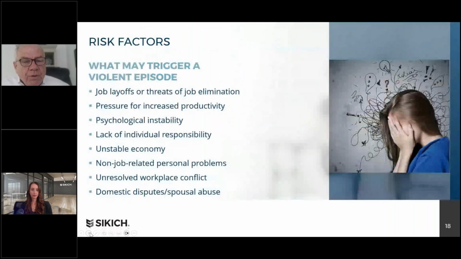So when we talk about risk factors, what can trigger a violent episode? And keep in mind what can trigger an insider threat as a result of cyber or theft. They can go either way. But these are very important points for HR and managers and coworkers to be alert to, along with warning signs. Job layoffs or threats of job elimination may trigger a violent episode.